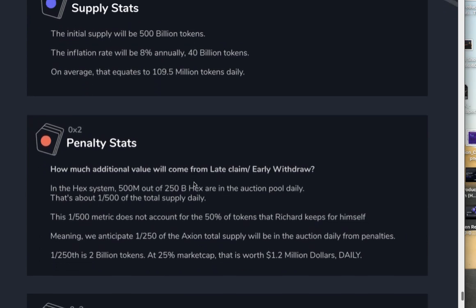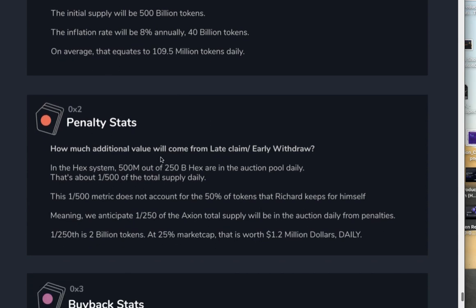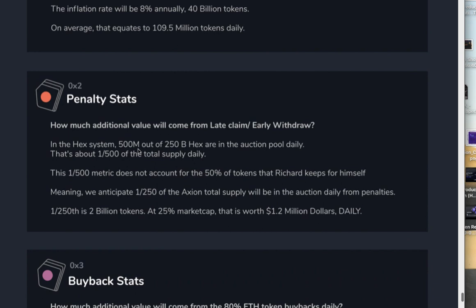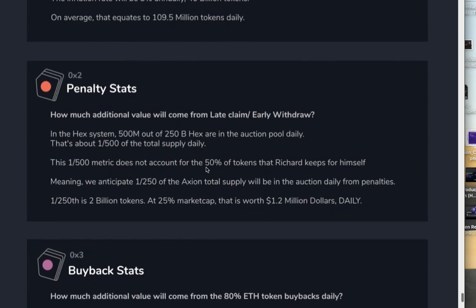Penalty stats, alright, so that's Axion tokens too. Penalty stats: how much additional value will come from late claim, early withdrawal. In the HEX system, 500 million out of 250 billion HEX in the auction pool daily. That's about 1 to 500 of the total supply. This 1 to 500 metric does not account for the 50% of the tokens that Richard keeps for himself.